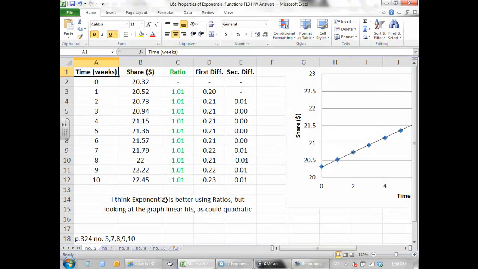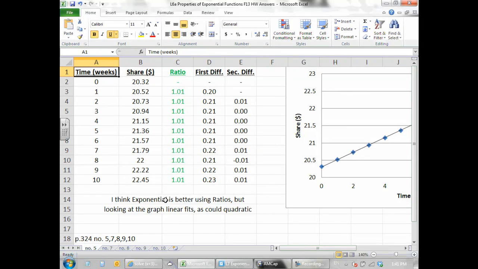The first differences come close to being the same, so do the second differences, but I think the ratios are better. And how am I doing this? You would do 20.52 minus 20.32, and write the first difference answer there. How do I get the second difference? Subtract this from that, and it goes here. Subtract this from that, and it goes here. Ratios, you just divide these two, and they go there. Divide those two, it goes there. Divide those two, it goes there.